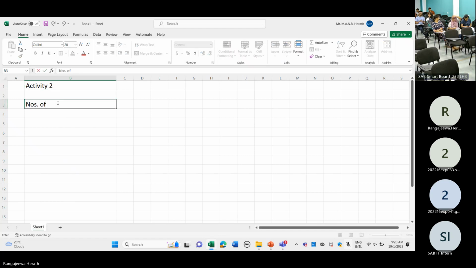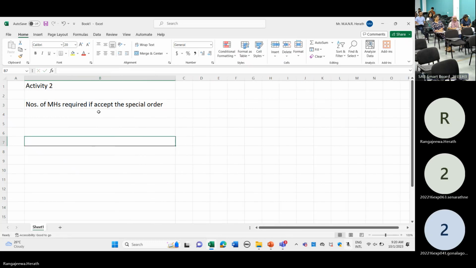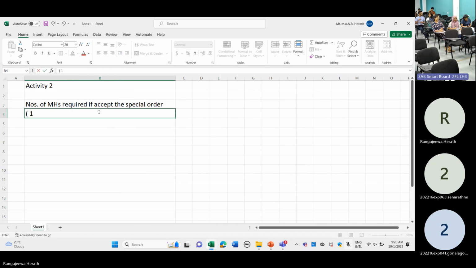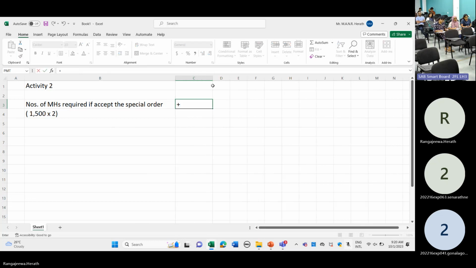Number of machine hours required if we accept the special order. We accept the special order to produce 1,500 units. It requires 2 machine hours per unit. So if we accept this special order, 1,500 into 2, 3,000 machine hours are required.